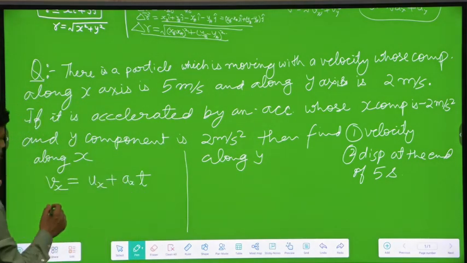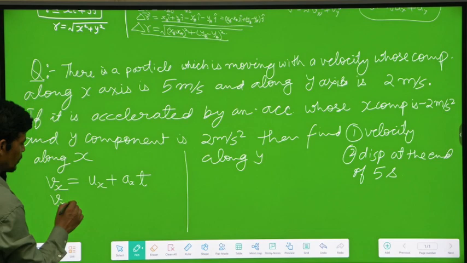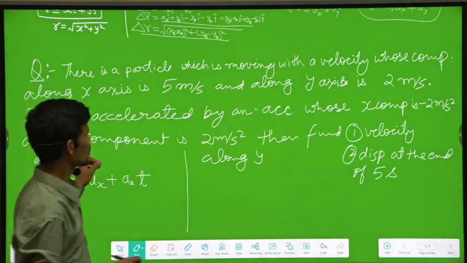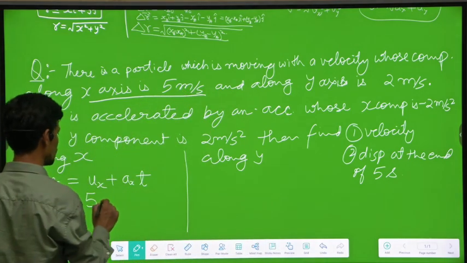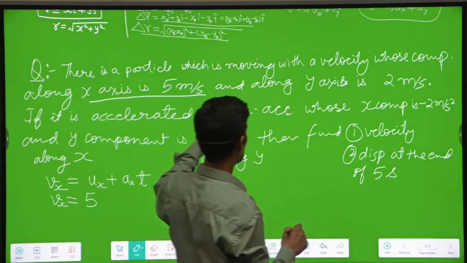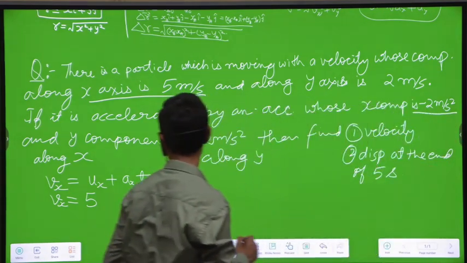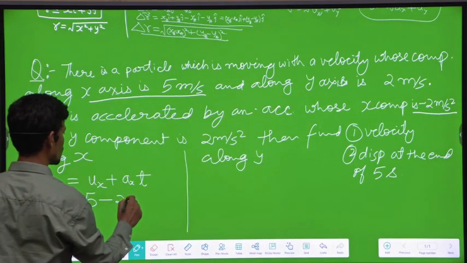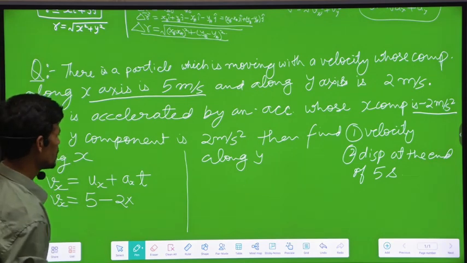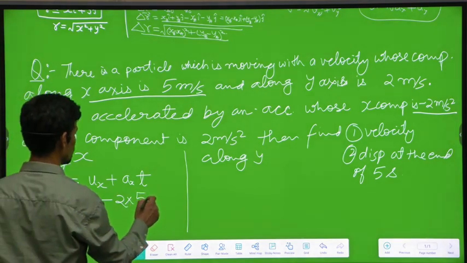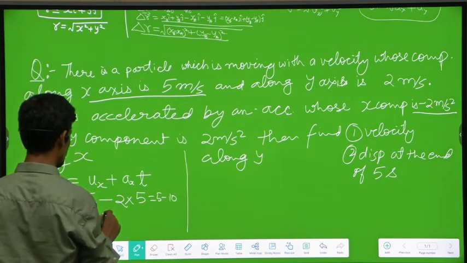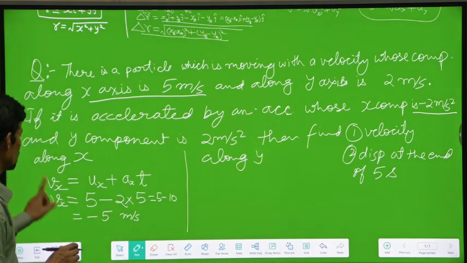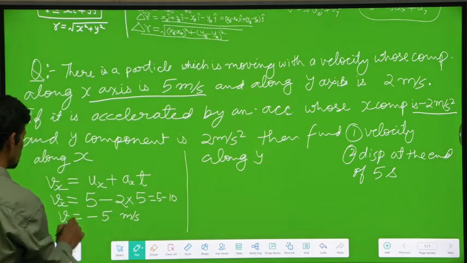So Vx will be Ux, the x component of velocity, 5, acceleration along the x axis minus 2, and time is 5 seconds. So it is 5 minus 10, that is minus 5 meter per second, and it is the component along the x-axis. Remember that this is Vx.